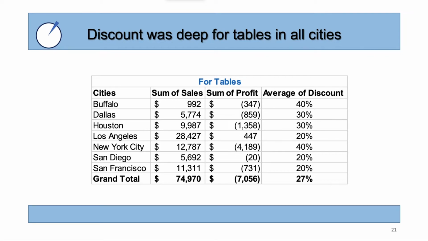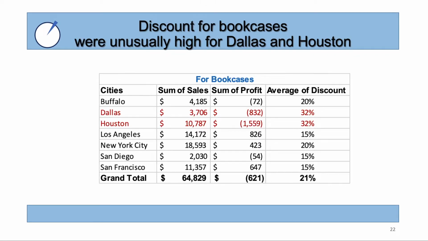The table I have in front of us here displays that the average overall discount was 27%, which means that the table discount was fairly deep in all cities. All right, so now we've moved on to the bookcases subcategory here, and we can see the average overall discount isn't as high as compared to tables, but when we look at the average discount for Dallas and Houston, which are in the red text, we can see that the discount for bookcases was unusually high for those 2 cities. So this makes sense why furniture was one of the categories that was losing profit, as well as why Texas was the least profitable state.